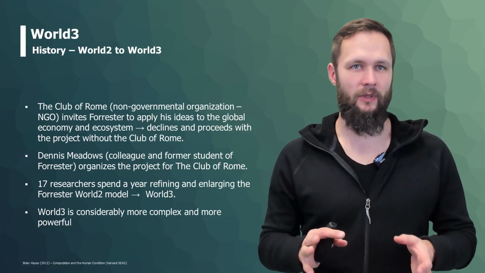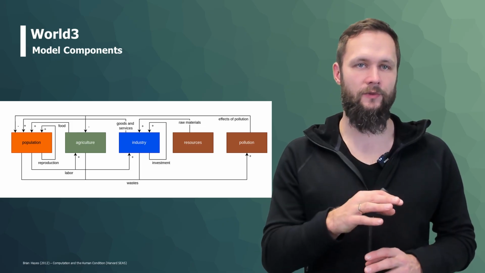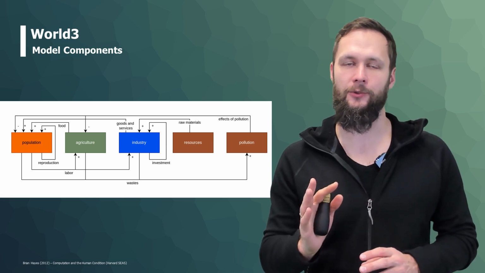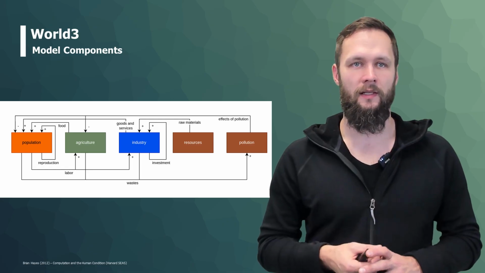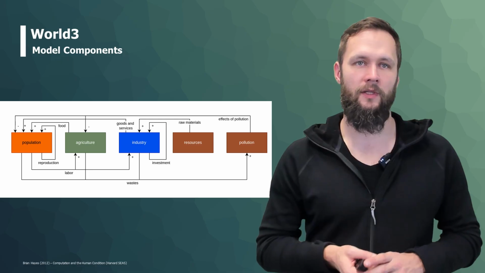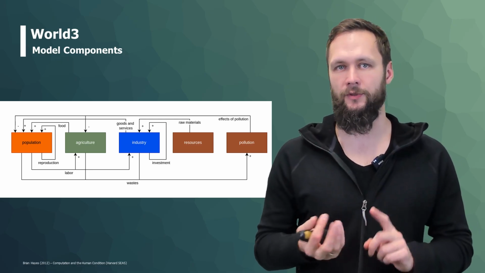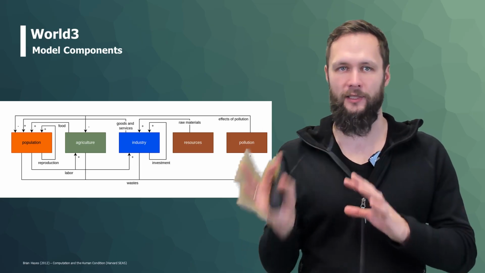In essence, you had 5 major components, which also reflect those curves and lines that you have seen on the previous graph when I introduced you to the standard run of the World 3 model. And if you simplify the model, it more or less looks like this. We have those 5 components: population, agriculture, industry, resources, and pollution. And they have different types of influences on each other.